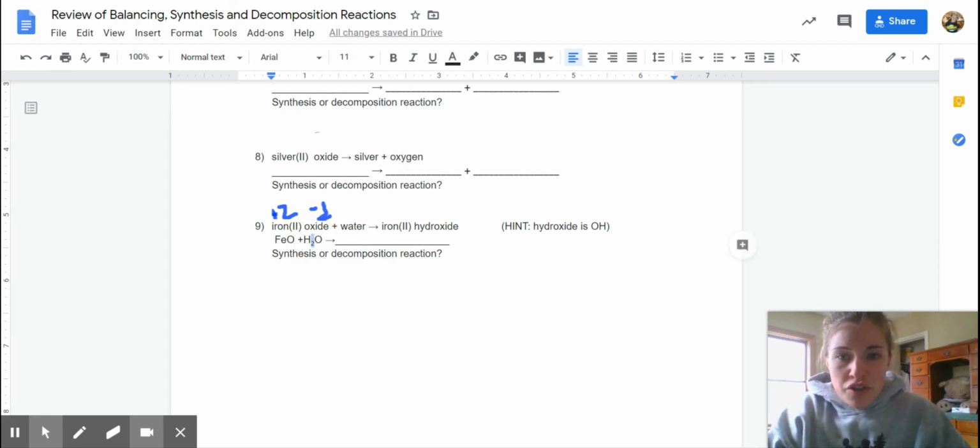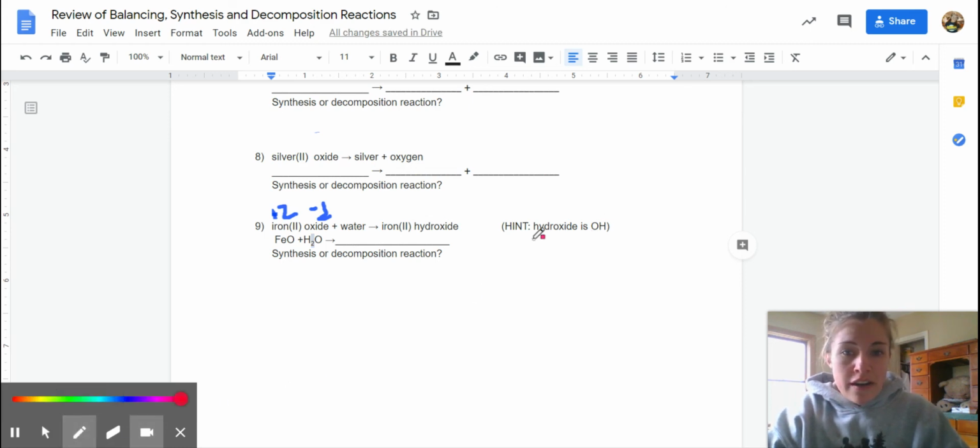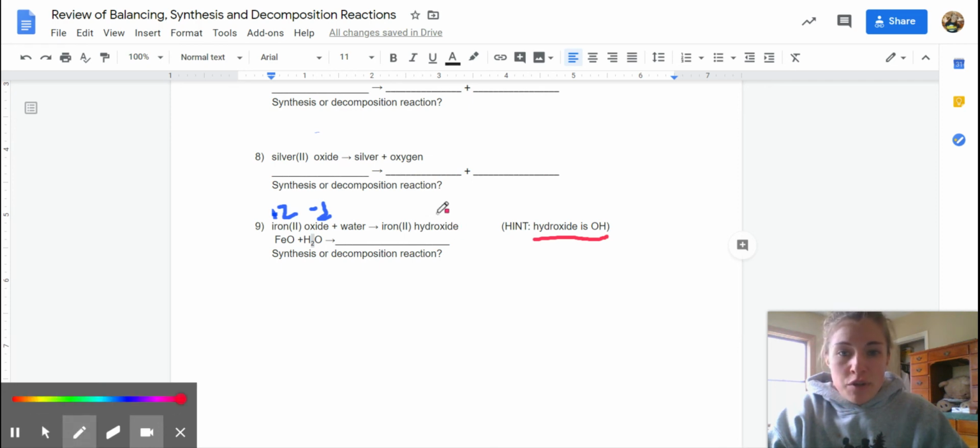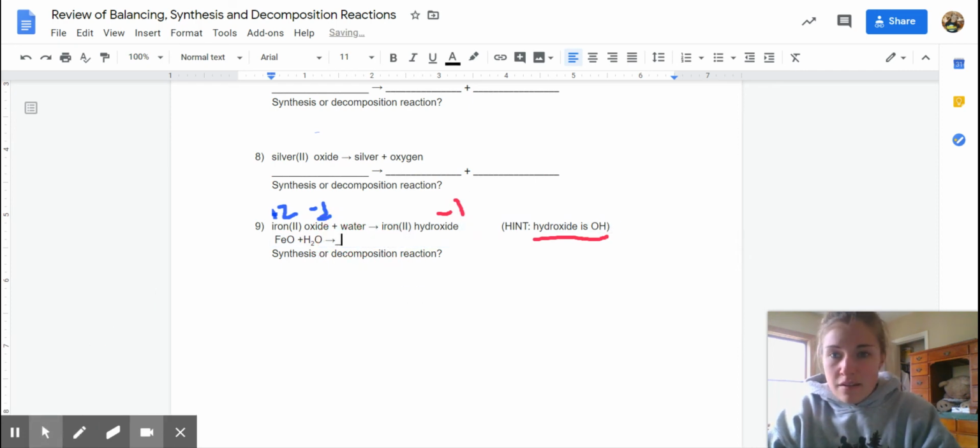So then we have iron 2 hydroxide. So the little hint that I gave you guys over here is hydroxide is OH. So it's actually a polyatomic ion. And hydroxide, once you guys look that up, you should have found that it is actually a -1 charge. So when we are typing that in, we have Fe that has a +2 charge. And then we have OH that comes after it that has a -1 charge. So there's actually going to be a subscript 2 after my OH.